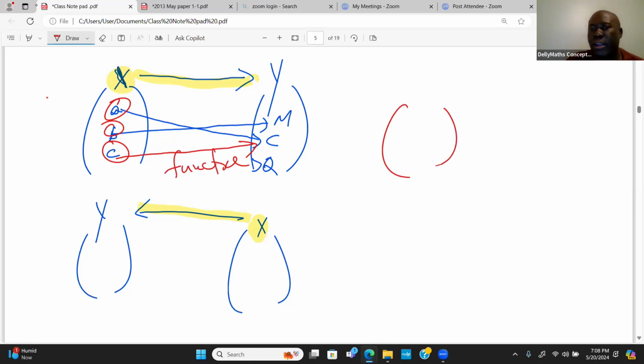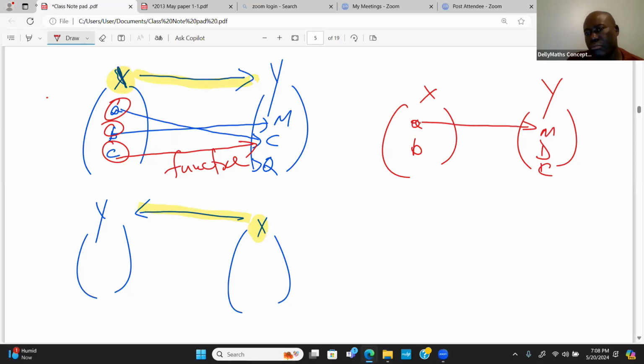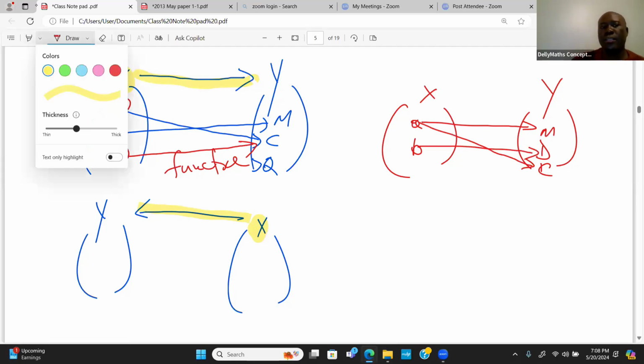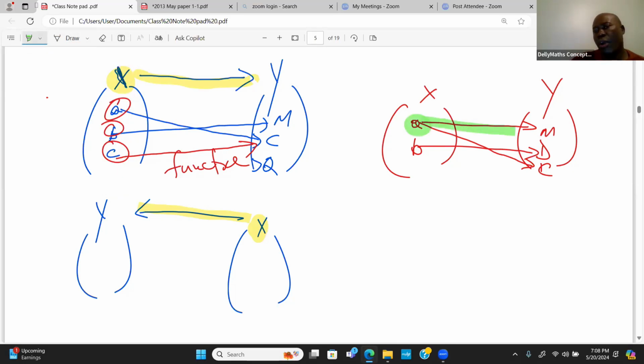Now let's show you what's not a function. You see the problem? This is the problem right here. 2 arrows left A. That's a problem. So even though a lot of people might want to mix it up, this is different, because 1 arrow left A, 1 left B, 1 left C. We don't care where it ends up. We're saying what happened.